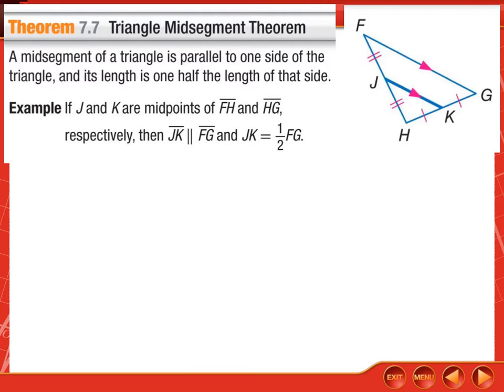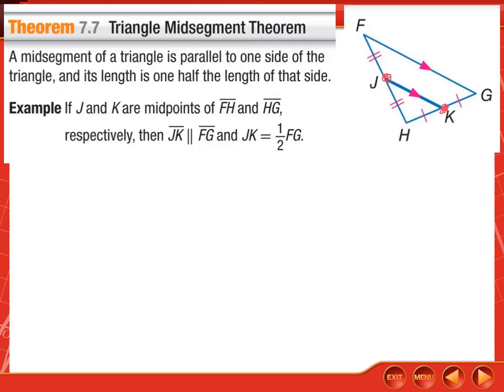Okay, let's take a look at a new theorem, the triangle midsegment theorem. The triangle midsegment theorem states that if you do draw a midsegment that connects midpoints, so J and K are midpoints, then two things happen. One, it must be parallel to FG. JK must be parallel to FG. And as it turns out, JK is half the length of FG. So let's try to see if we can prove that.